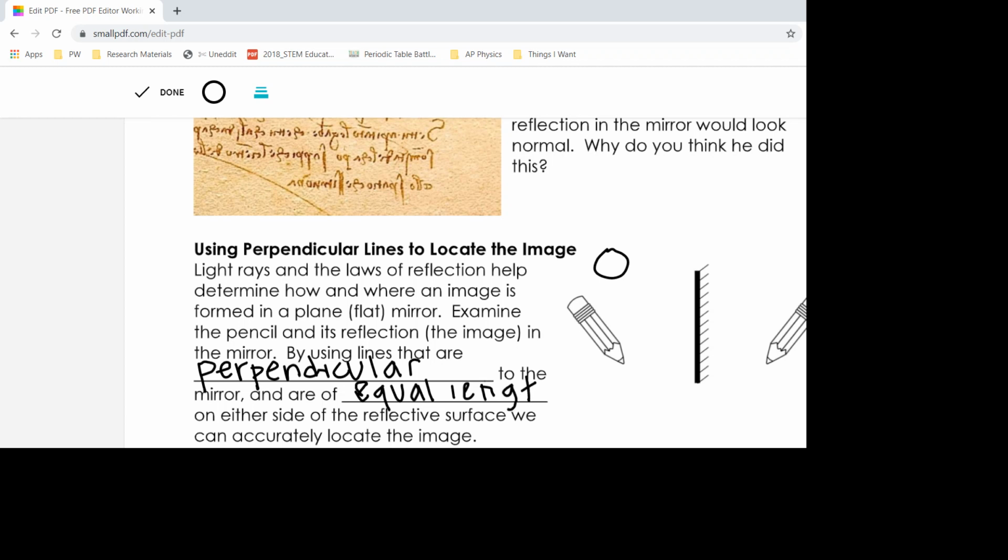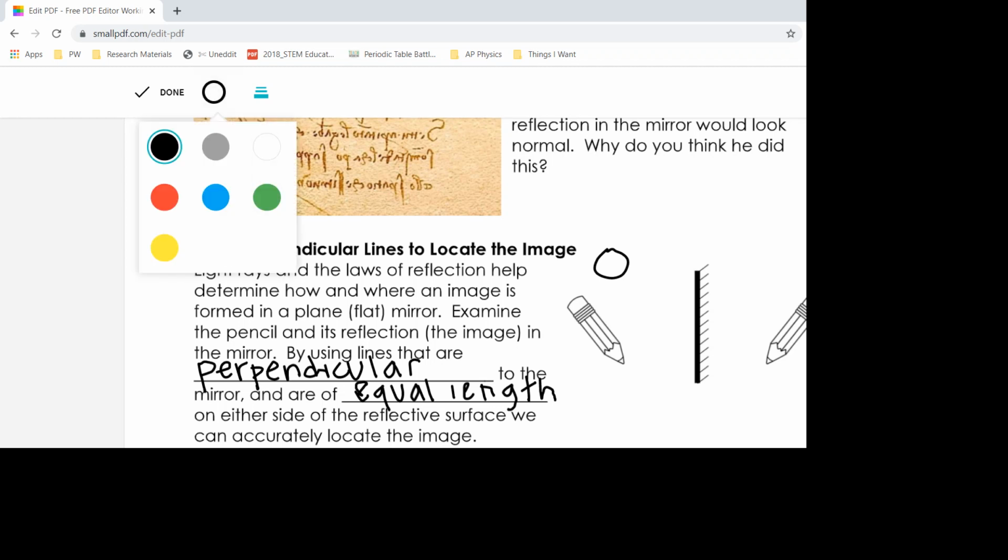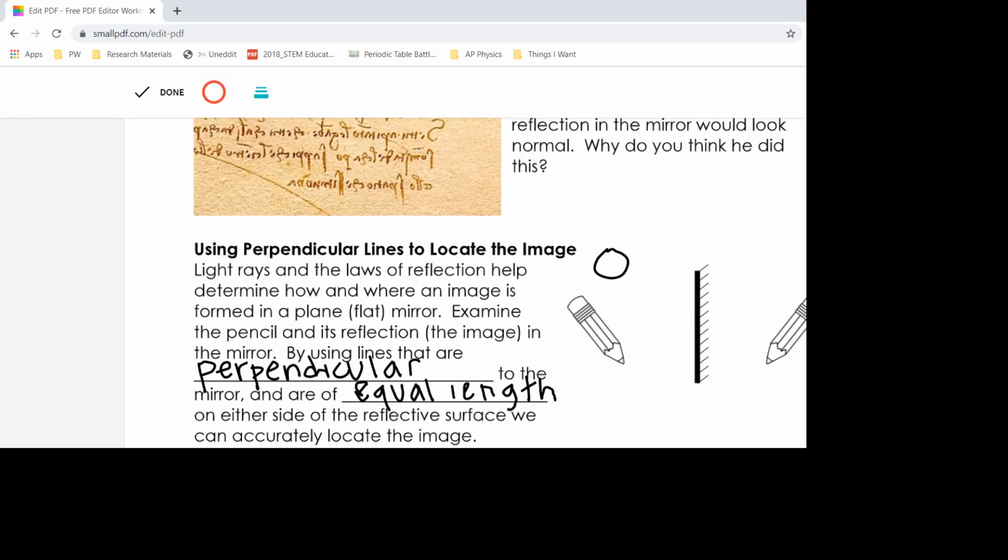So you can see that that t-shirt image was not entirely my fault up there. All right, so if we have a point right here and we extend all the way to the mirror, we can also draw a line of the same length over here, and that'll tell us exactly where that point is. Perpendicular, again, means that we form a right angle right here.